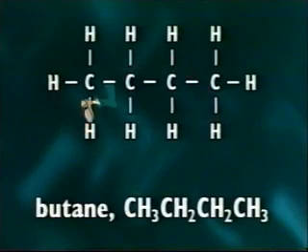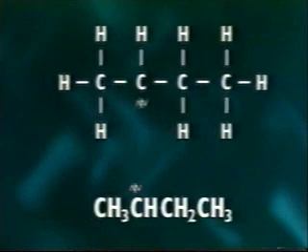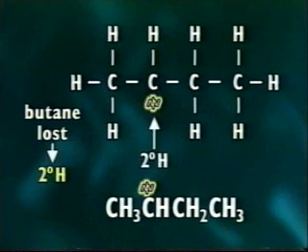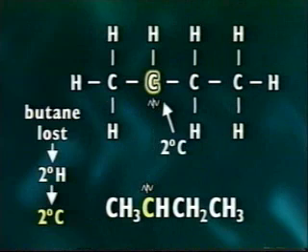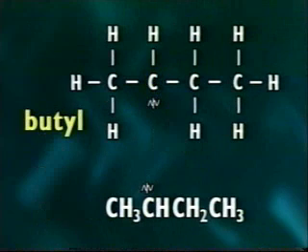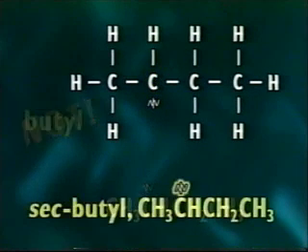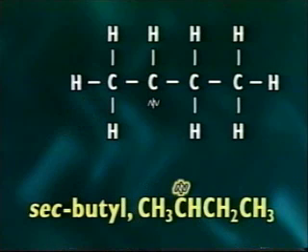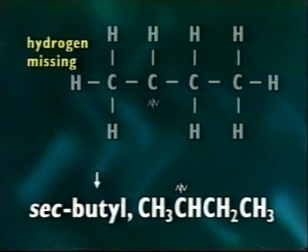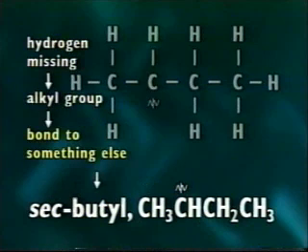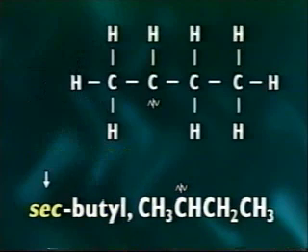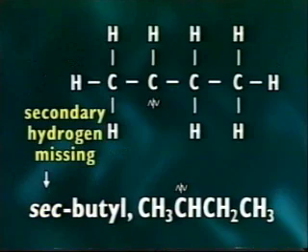Let's say butane kicks out a hydrogen from carbon 2. Butane has kicked out a secondary hydrogen from a secondary carbon, so we can't call it butyl because, well, it's not butyl, it's sec-butyl. That makes a lot of sense, doesn't it? Butyl tells us that a hydrogen is missing in order for the alkyl group to bond to something else, and the prefix sec tells us that it was a secondary hydrogen.